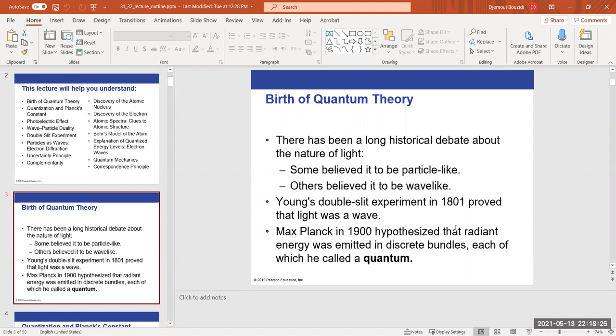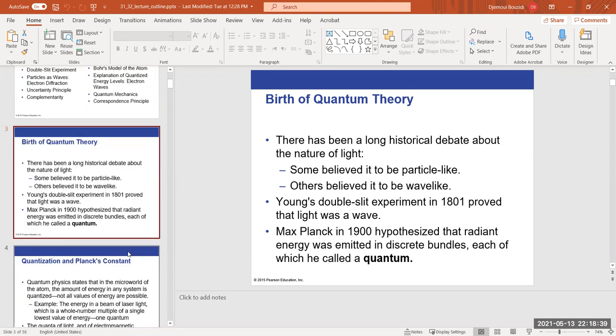Max Planck in 1900 hypothesized that radiant energy was emitted in discrete bundles, each of which he called a quantum. Okay? The quanta of energy were able to explain black body radiation. So that is basically where we stood at that time. We went full circle, basically. And right now, as I said before, the full exception is that light does both.